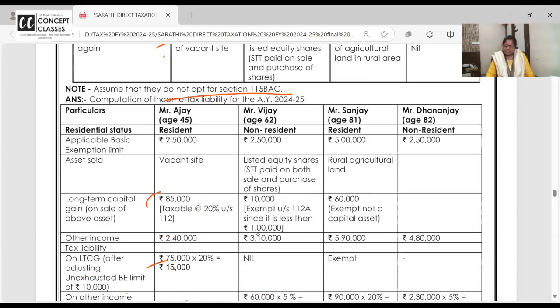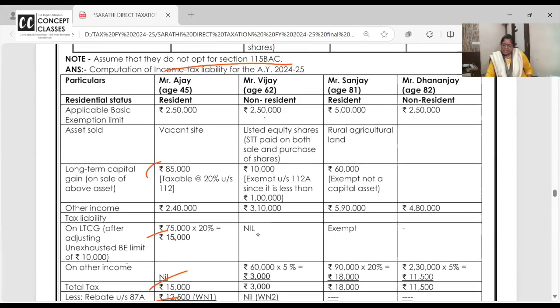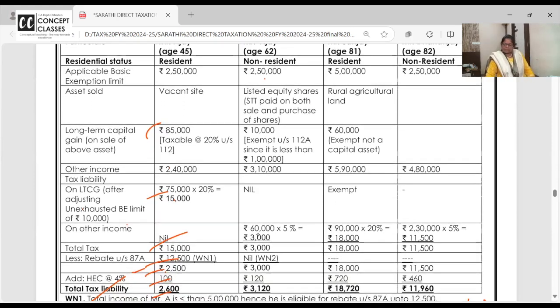Next, Vijay, he's a non-resident. Non-residents don't get additional basic exemption, but 250 to milega. He sold listed equity shares. Long-term capital gain. कितना है long-term capital gain?